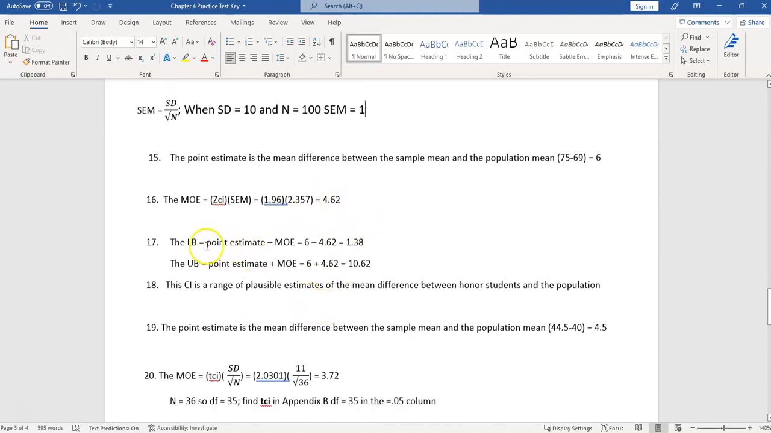Then to find the upper bound and lower bound, you simply take the point estimate and subtract the margin of error to get the lower bound and add the margin of error to get the upper bound. If you do that, here's what you get.